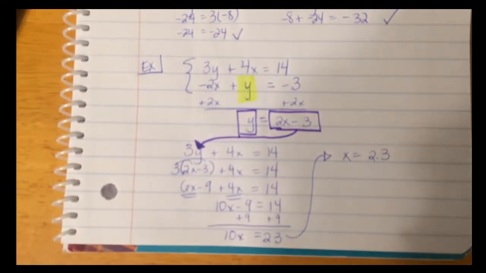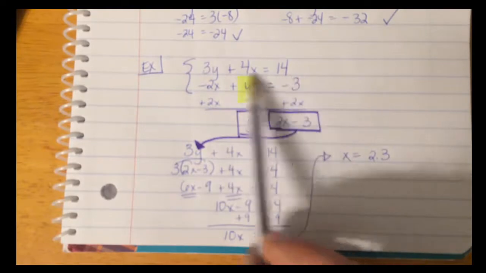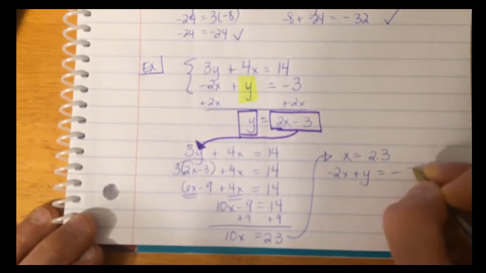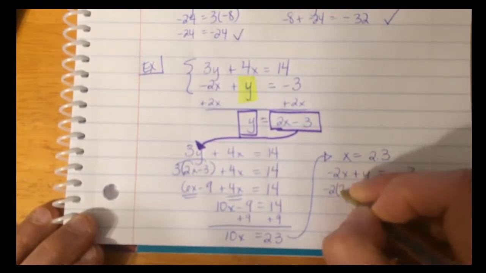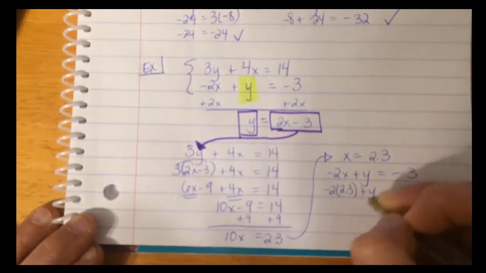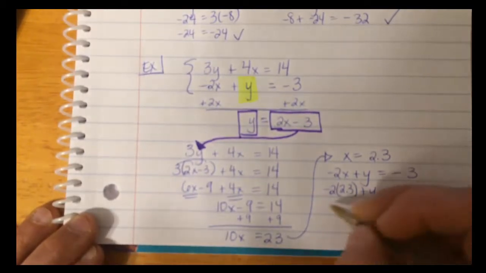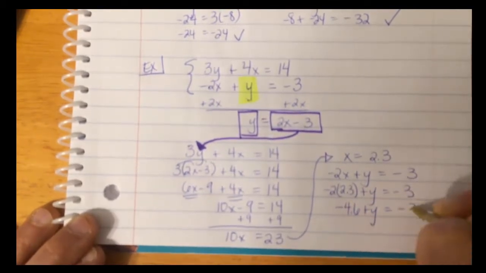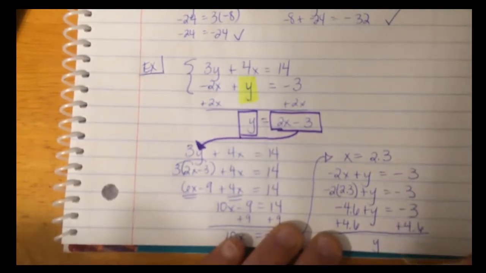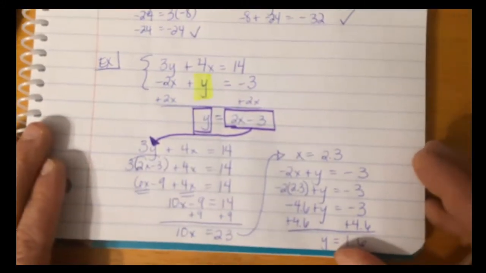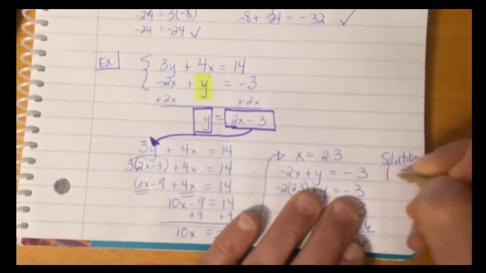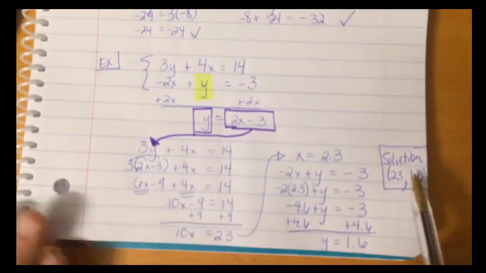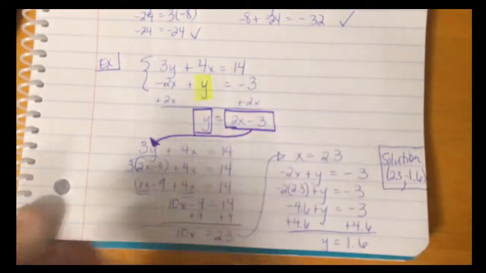So I know that I can use either of these two equations. This one seems simpler. So I know that negative 2x plus y equals negative 3. So that means negative 2 times 2.3 plus y equals negative 3. So negative 4.6 plus y equals negative 3. All right, so my solution, and I'll squeeze it in over here, is this point, 2.3, 1.6.